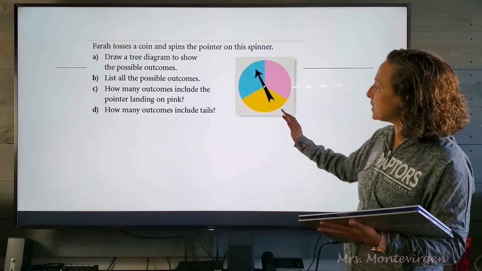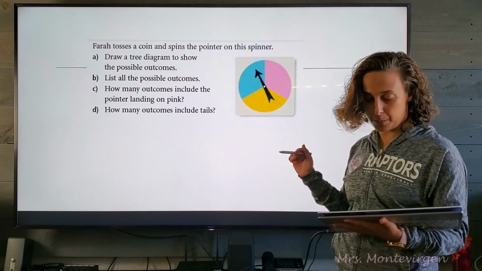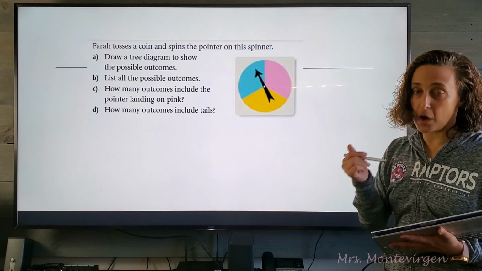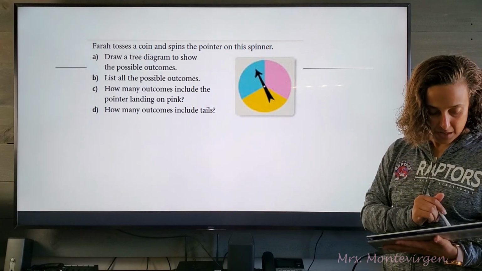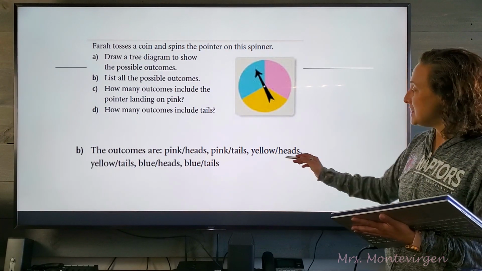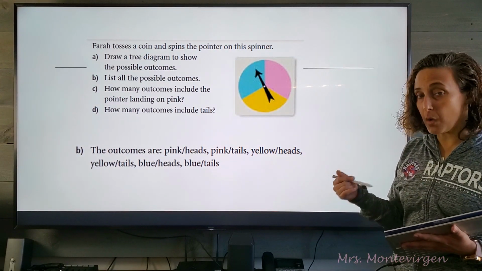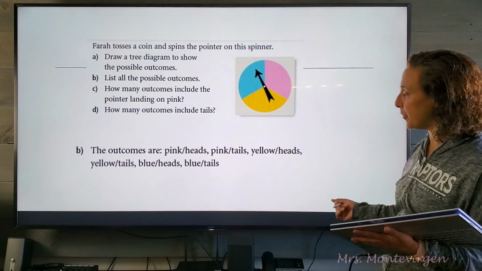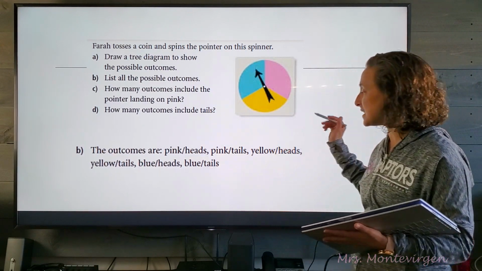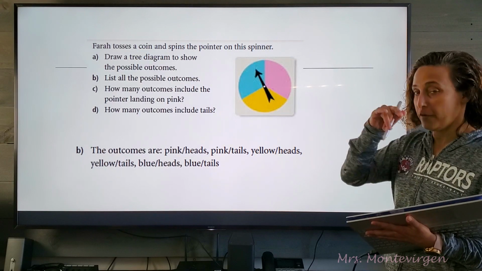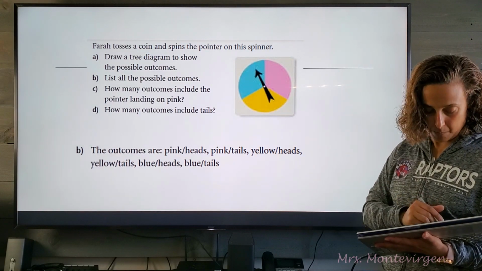Okay, so here's the second part, list all the possible outcomes. Now this is nice because if you had already listed the outcomes on the previous slide, then it makes it very easy for you to list all of them, and you're not going to miss any of those possibilities. All you have to do is simply lay them out, and you would get that from the outcomes column of your actual tree diagram.